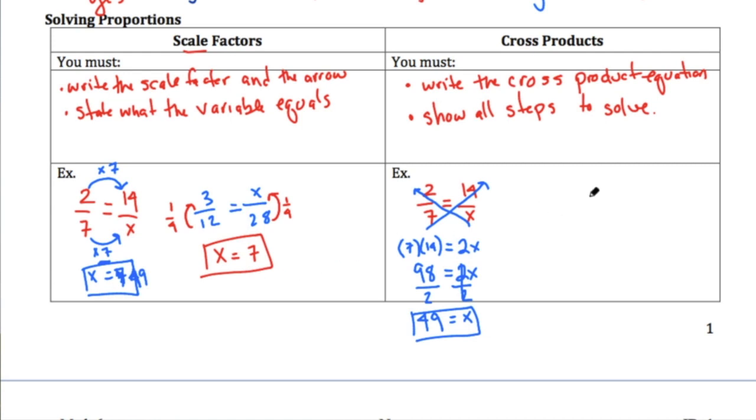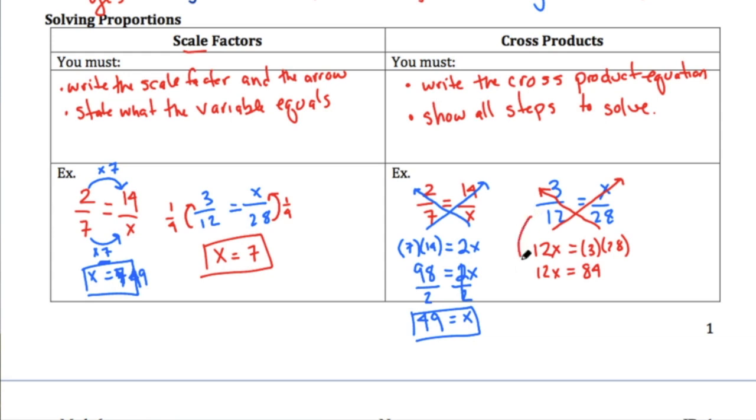Okay, here we go. Let's try another example. 3 over 12 is equal to x over 28. Okay, so we know we've solved this with a scale factor method, but let's now try to solve it with a cross product method. Okay, so we multiply our cross products. This diagonal, 12 times x, is simply 12x. This diagonal, 3 times 28, I'll even write it down here so you see where the number came from, 3 times 28. 12x is equal to 84.